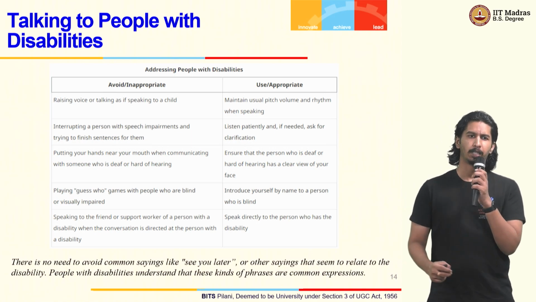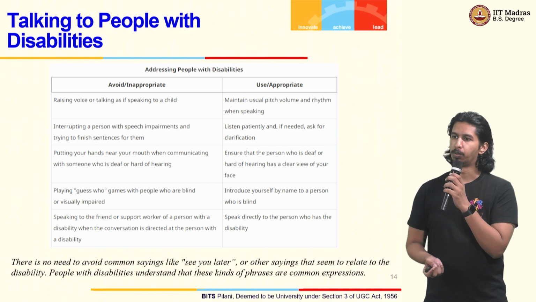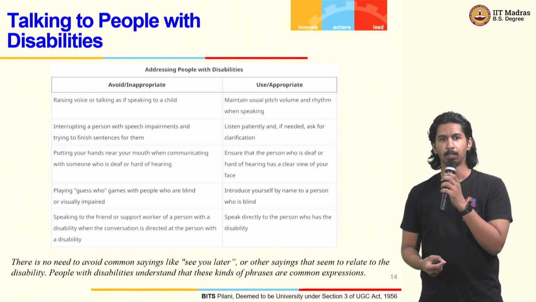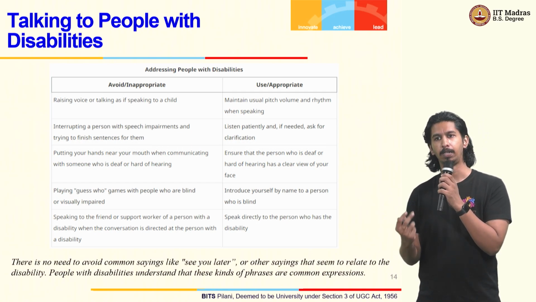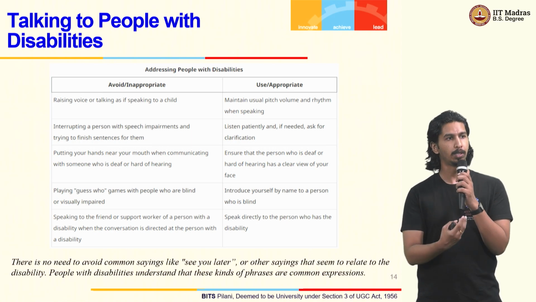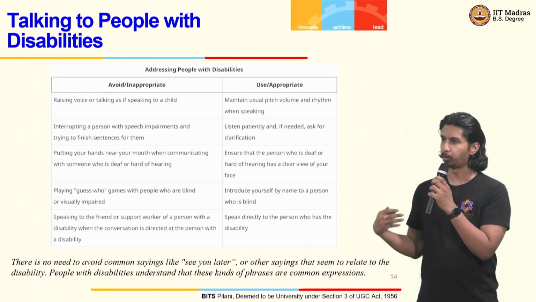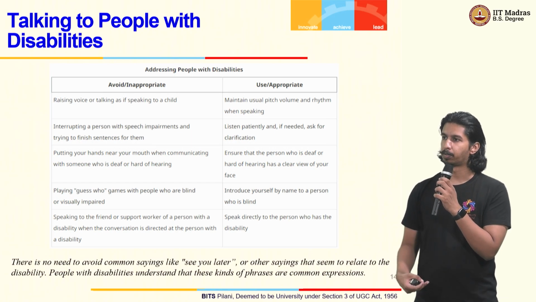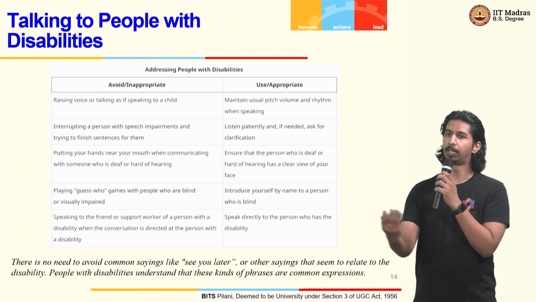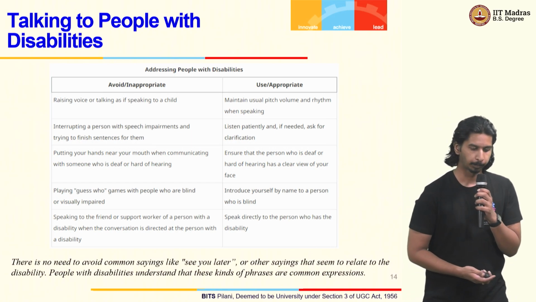But in general, there is also this line of statements that we use, right? Like see you later and things like that. Those are still accepted, because people with disabilities understand that you are not using this in a very literal context, right? See you later simply means that you will meet them again later. So those types of colloquial language are still accepted.